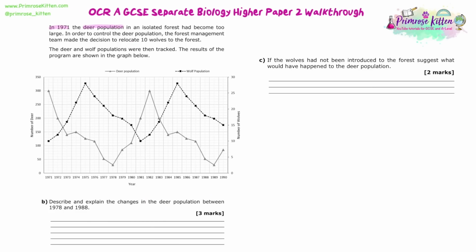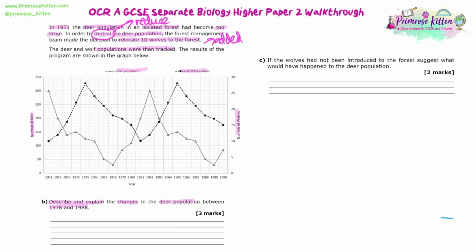In 1971, the deer population in an isolated forest had become too large. In order to control the deer population, the forest management team made the decision to relocate 10 wolves to the forest. The deer and wolf populations were then tracked, and the results of the programme are shown below. Okay, so we have added wolves to the forest to try and control the deer population. That's kind of code for reduce the deer population, because hopefully we know wolves would eat deer.